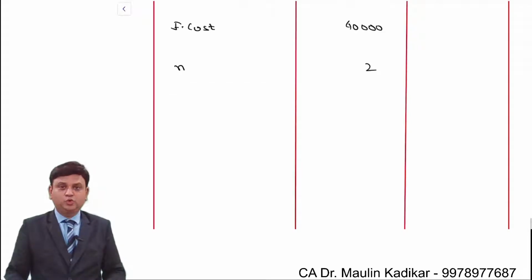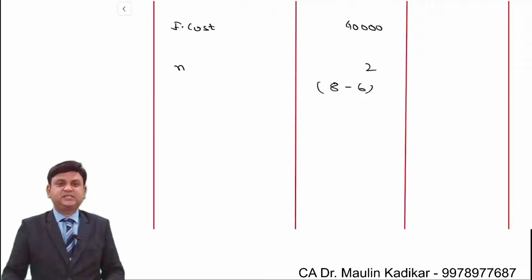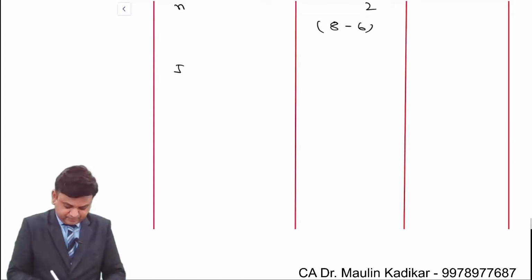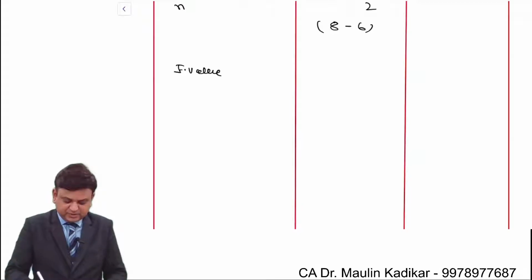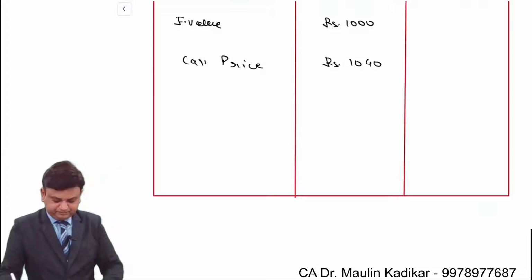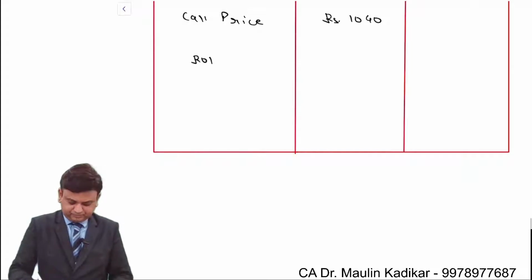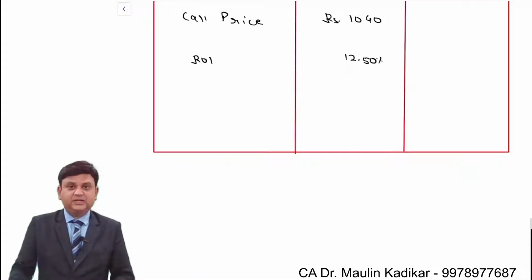Number of years remaining: 2. Originally it was issued for 8 years. However, 6 years have already expired. So only 2 years are remaining. Face value is rupees 1,000. Call price is provided to us. It is an amount of rupees 1,040. Rate of interest is given to us. Right now it is 12.5% and later on it is 10%.